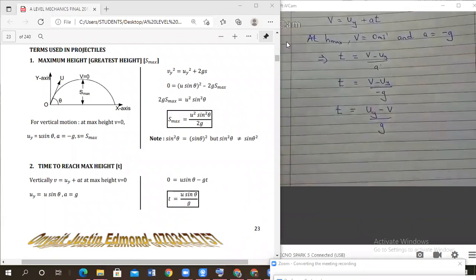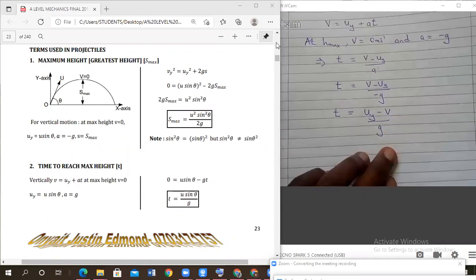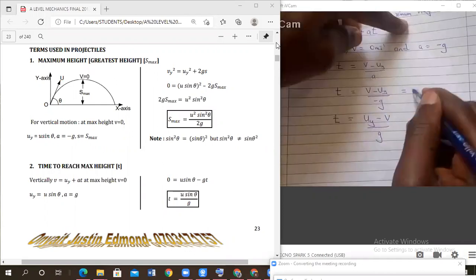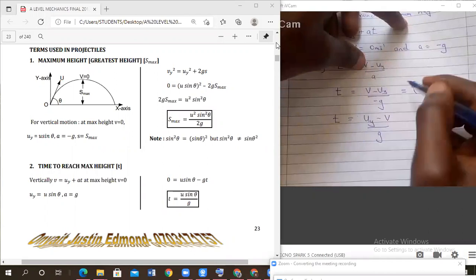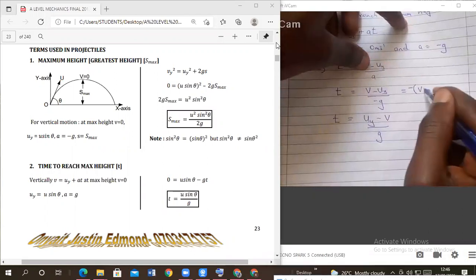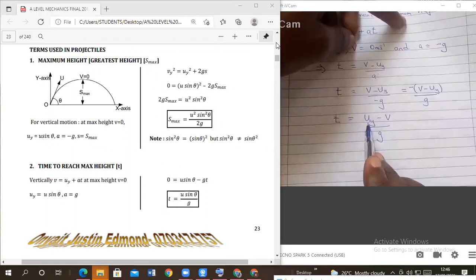Have you seen that? Members, have you seen that? This negative will affect this because a positive divided by a negative gives a negative. So it will be V minus Uy out of G, and when you take this negative inside, you remain with Uy minus V. Not so? Good. So let's substitute.